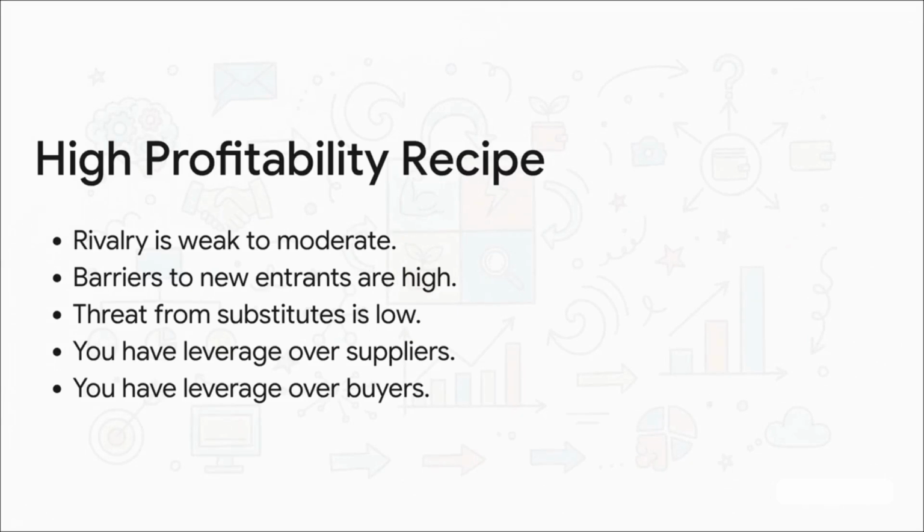So the recipe for a highly profitable industry starts to become really clear. You want weak rivalry, right? You want high barriers to keep newcomers out, and you want very few good substitutes for your product. And critically, you want to have the upper hand with both your suppliers and your buyers. These are the golden conditions you're either looking for or trying to create with your strategy.